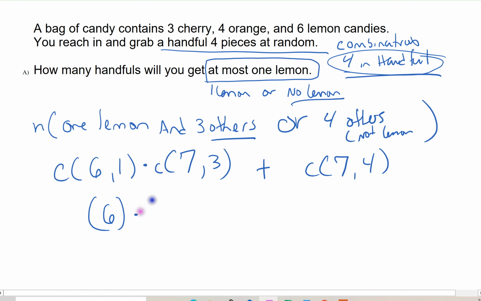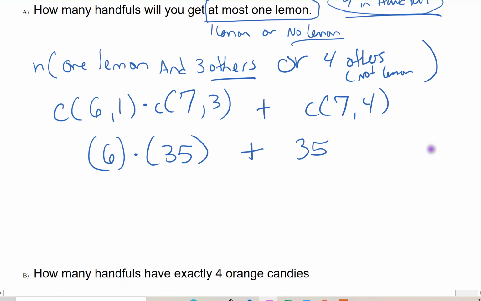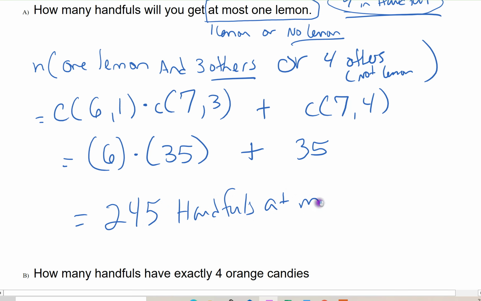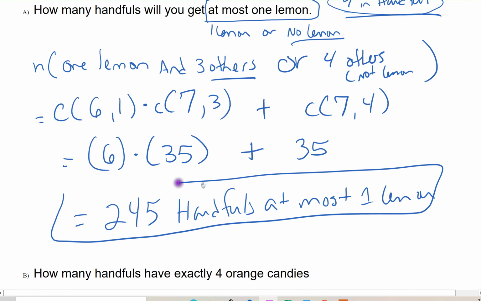Combination 6 choose 1 is 6, 7 choose 3 is 35, plus 7 choose 4, which is also 35. Alright, so you can multiply it up, or you can take 7 times 35. Alright, when you multiply that out, it should come out to 245 handfuls with at most 1 lemon. Alright, so 35 of them have no lemons, and then 6 times 35 have exactly 1 lemon.